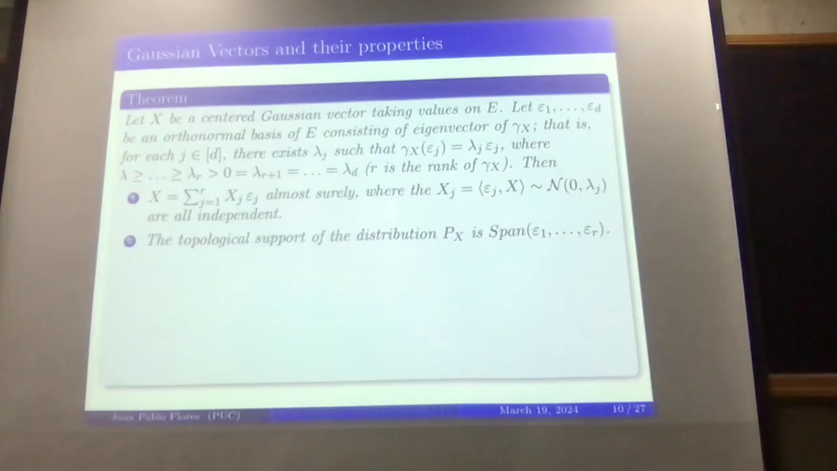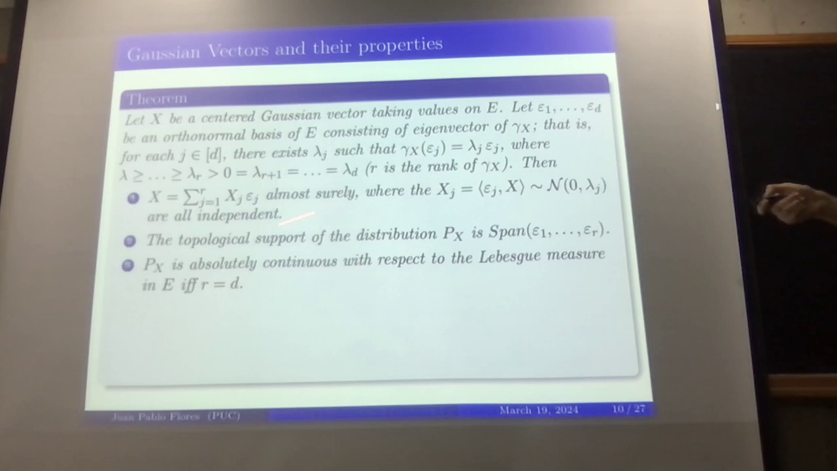The second statement is that the topological support of the distribution of X is going to be in the span of these first r vectors. It makes sense because of the previous statement. The third is that the distribution is absolutely continuous with respect to the Lebesgue measure if and only if r, the rank, is equal to d, that is, it has full rank. That is because if r is less than d, then the support of this random variable is living in maybe a hyperplane or something like that, and the Lebesgue measure of these spaces is zero.